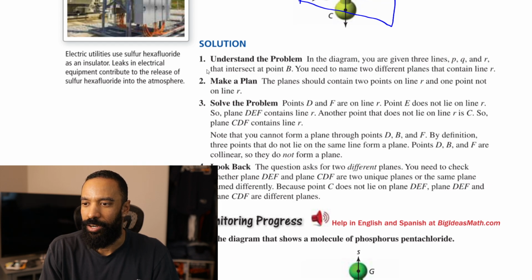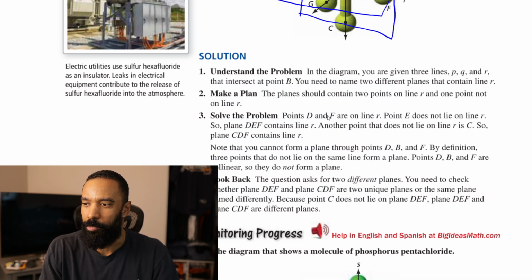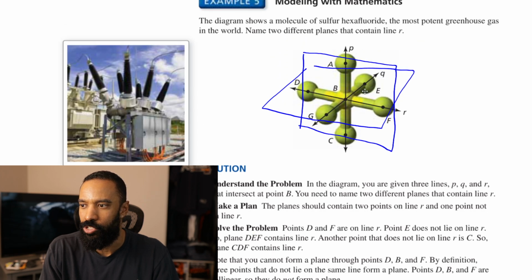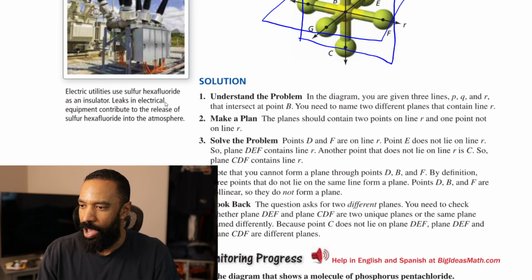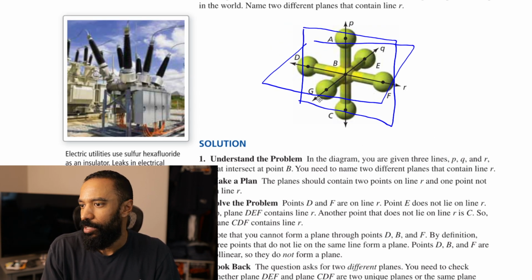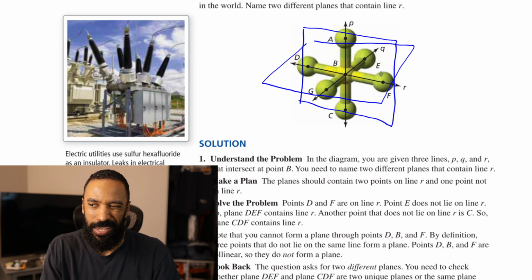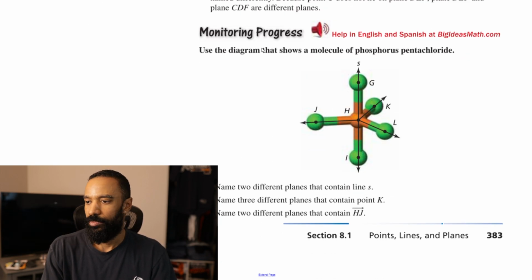Now they might give different letters, and they're saying some things here. To solve the problem, you want to find points that are not collinear with each other, and so you need to name some things. So they said plane DEF contains line R. Here's D, E, F. These are non-collinear points that are from this plane. And then they said plane CDF. CDF, those three right there. I said like CBF or something like that. Those three are non-collinear and they make this plane here, the vertical one.